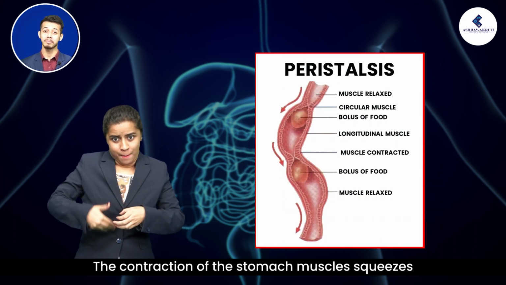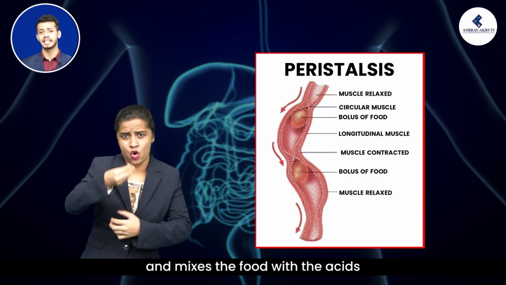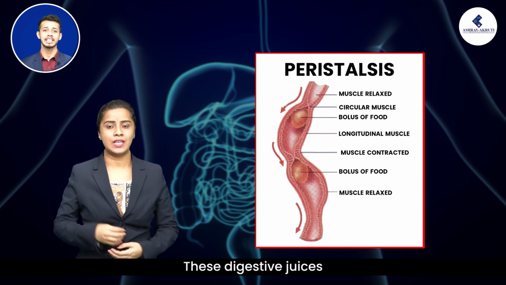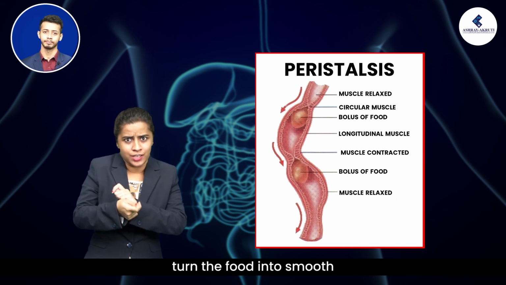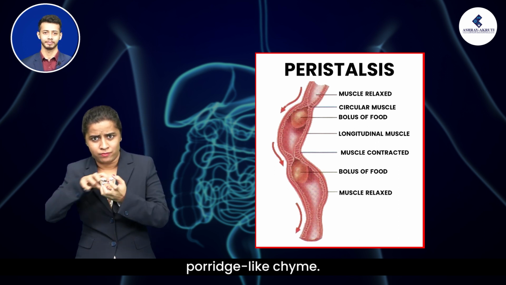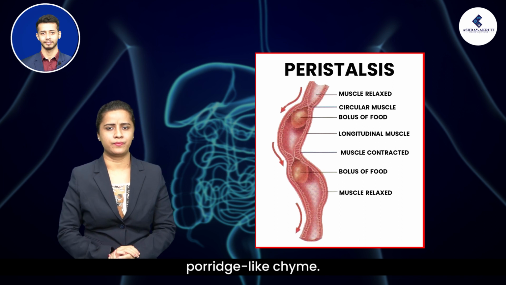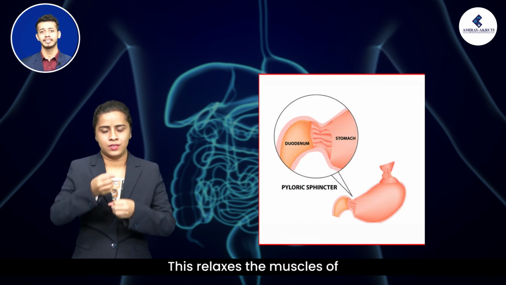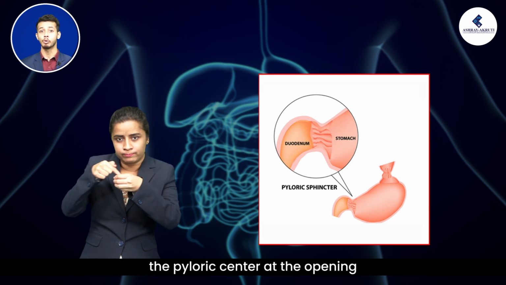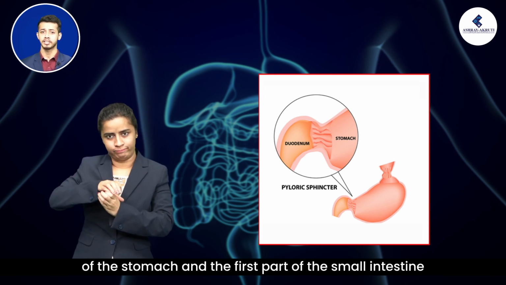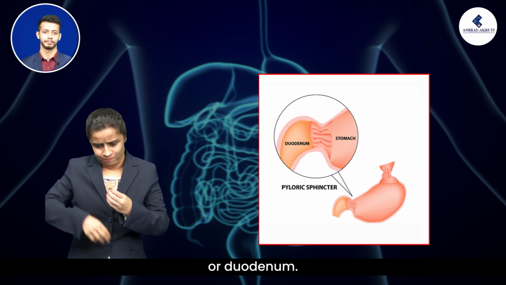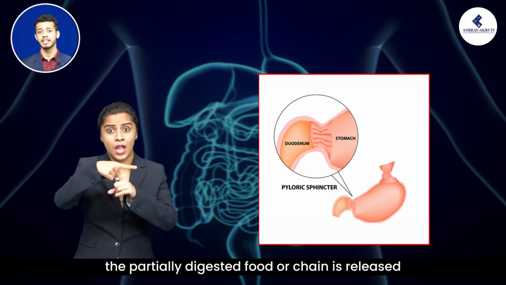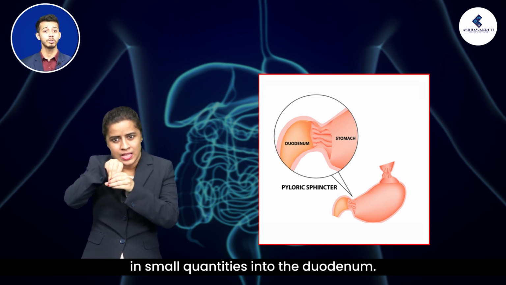The contraction of the stomach muscles squeezes and mixes the food with the acids and juices. These digestive juices turn the food into smooth, porridge-like chyme. The stomach contractions decrease as the digestion nears completion. This relaxes the muscles of the pyloric sphincter at the opening of the stomach and the first part of the small intestine, or duodenum. So, the partially digested food, or chyme, is released in small quantities into the duodenum.